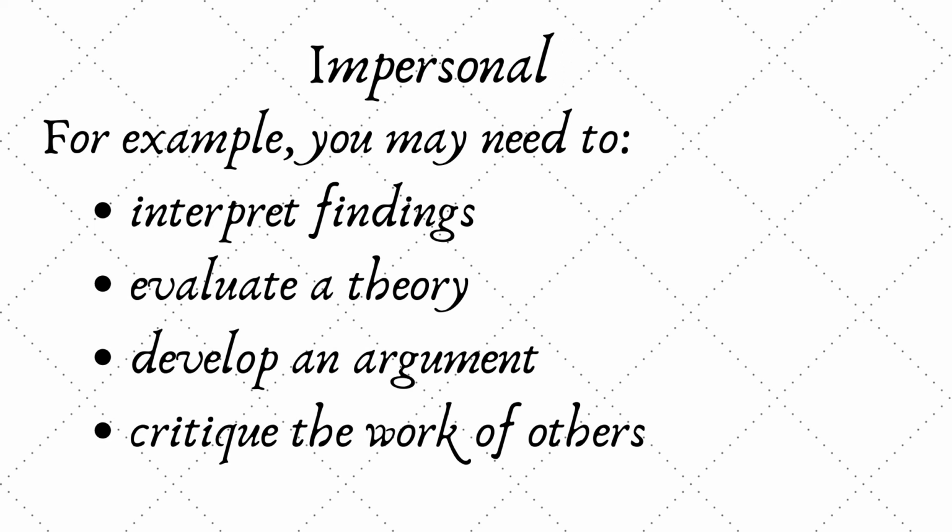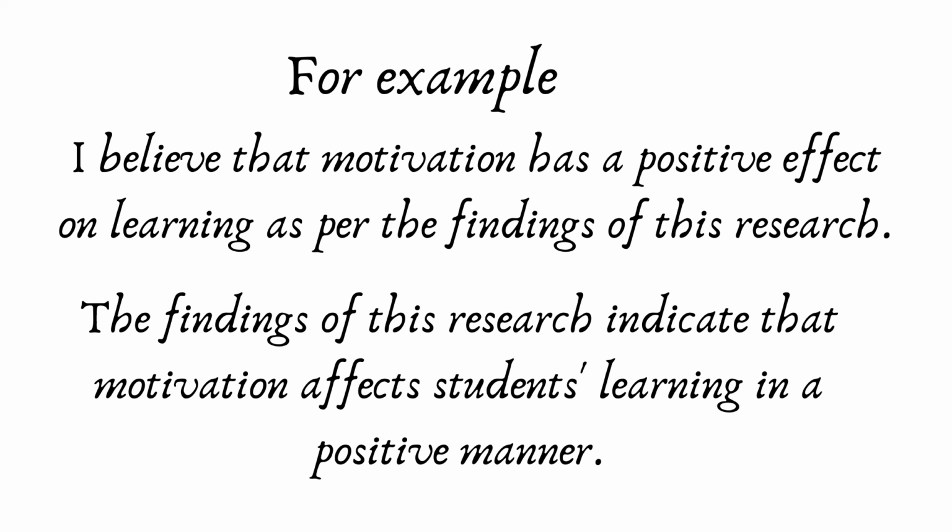Although academic writing usually requires you to be objective and impersonal, often you may still have to present your opinion. For example, you may need to interpret findings, evaluate a theory, develop an argument, or critique the work of others. Here is an example of writing objectively to express your opinion without going off the track.